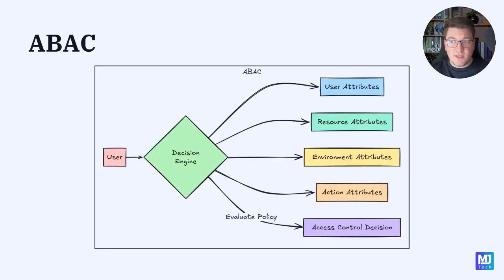With attribute-based access control, we define an access policy which may include the user's attributes, the resource attributes, the environment attributes, and the current action attributes, and all of this comprises an access policy. We need an additional component that represents a decision engine that evaluates this policy and produces an access control decision. This should simply state whether the current user is allowed to do something or not.